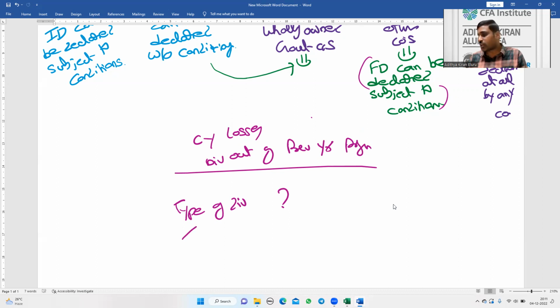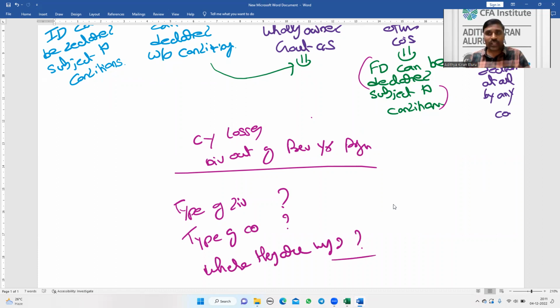Next, check where the reserves are lying. Type of company, whether it is a normal company or a wholly owned government company. Next, the place of reserves: where the profits are lying. So these are the three conditions to ask whether to declare or not. If it is permitted to declare, whether with conditions or without conditions, we have to ask these three questions.